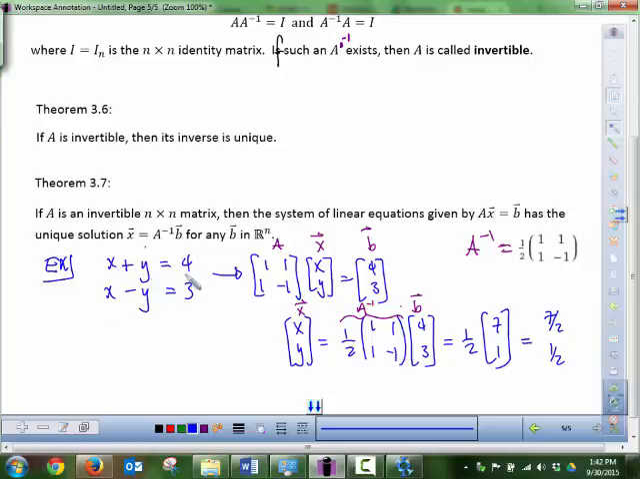Seven halves plus 1 half. I thought this was an easy one. I thought we were going to get whole numbers. Oh well, is this correct? If I put x is 7 halves and y is 1 half, I'm going to get 3 and 4? Okay. I feel like I want to row reduce this just to make sure it's right. You can row reduce this to make sure it's right, right? Are you guys happy with this? I'm still not happy, but if you're happy, let's move on.